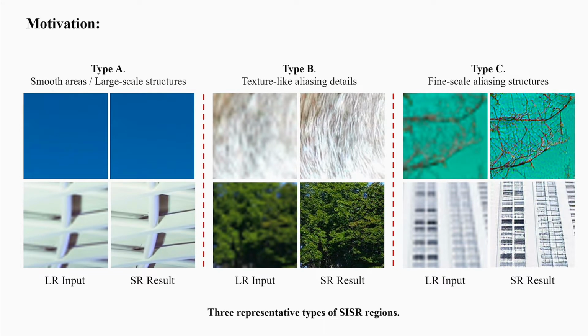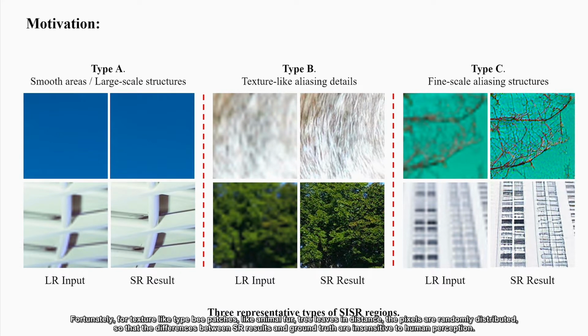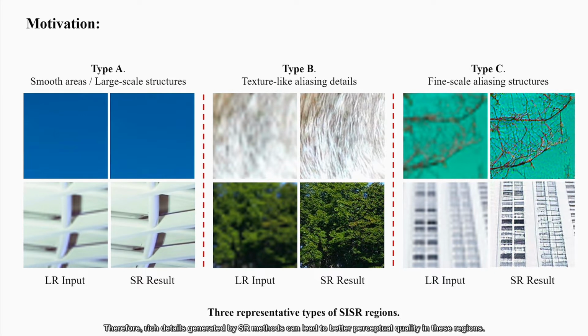components are lost. Fortunately, for textures like Type B patches, such as animal fur or tree leaves in the distance, the pixels are randomly distributed so that the differences between SR results and ground truth are insensitive to human perception. Therefore, rich details generated by SR methods can lead to better perceptual quality in these regions. However, patches of Type C like thin twigs and dense windows in the building contain many fine-scale regular structures or sharp transitions among adjacent pixels. The distorted structures and overshoot pixels generated by GAN-SR methods can be easily perceived by observers as unpleasant artifacts.